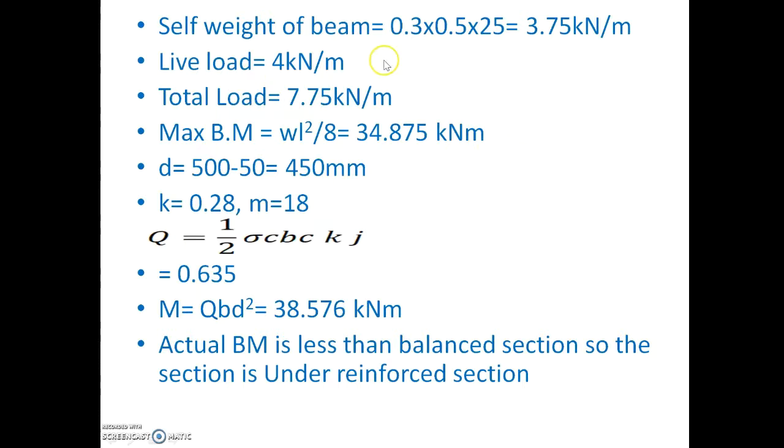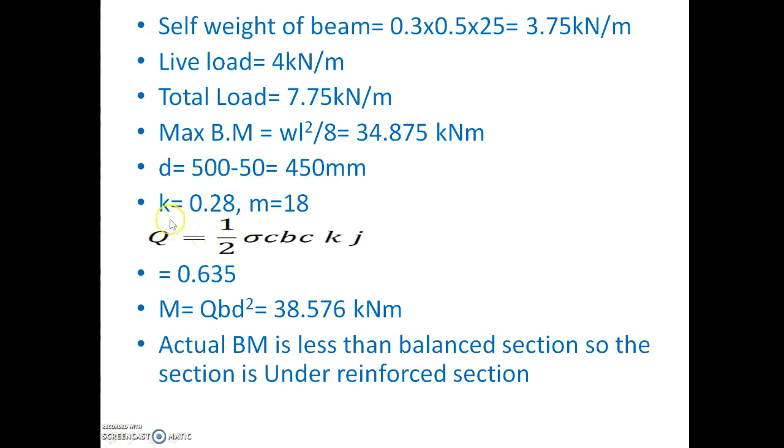So first of all, we have to calculate the self weight of the beam, that is 0.3 into 0.5, that is width into total depth into unit weight of concrete, 25. So finally we will get 3.75 kilonewton per meter, and the live load is already given in the problem, that is 4 kilonewton per meter. So total load is equal to self weight plus live load, that is 3.75 plus 4, 7.75 kilonewton per meter, and the maximum bending moment is WL square by 8, that is 34.875 kilonewton meter, and the effective depth is equal to 500 minus 50, that is 450 mm.